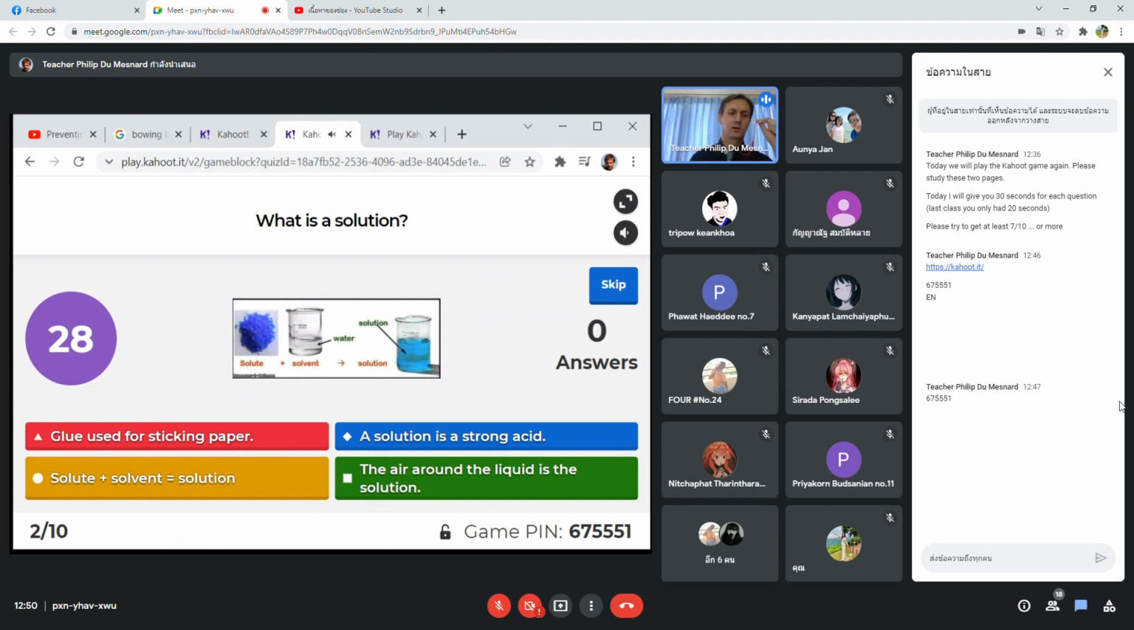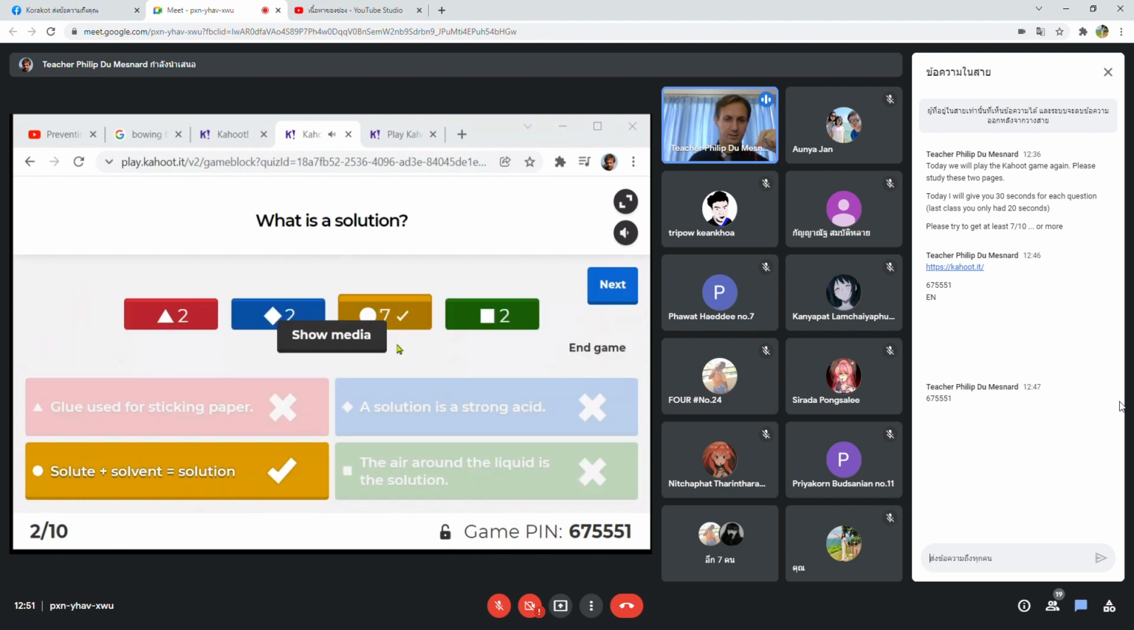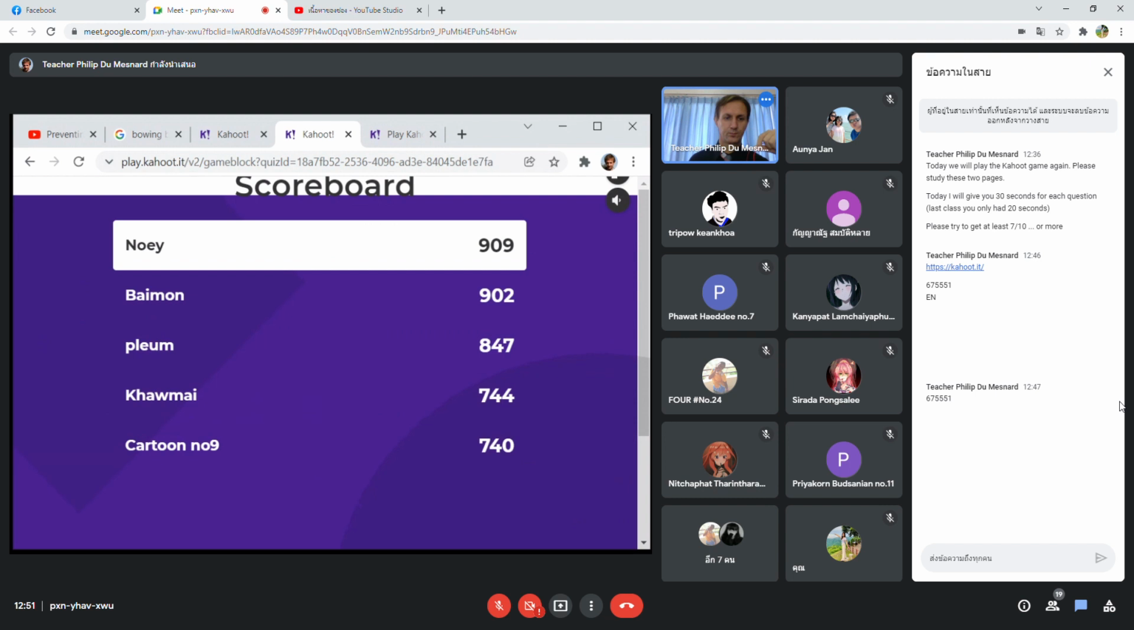What is a solution? No, that's atom. Seven students are right. Okay, and the answer is yellow. Noi is still at the top, and then Paimon.